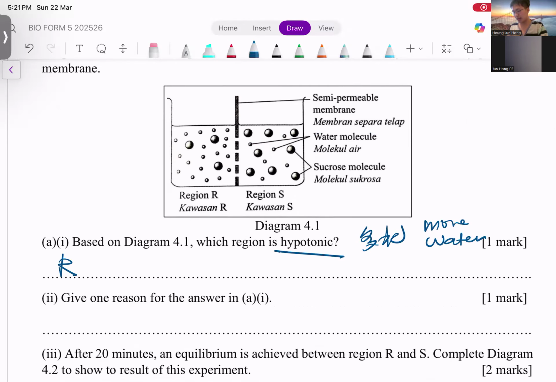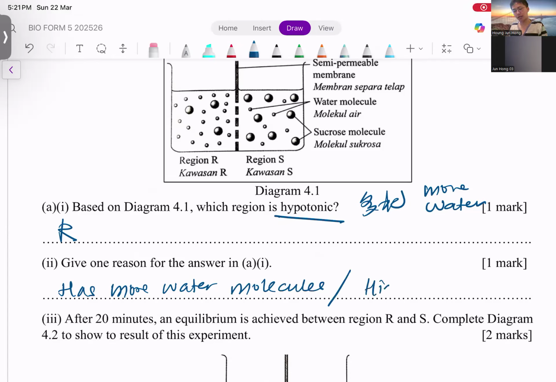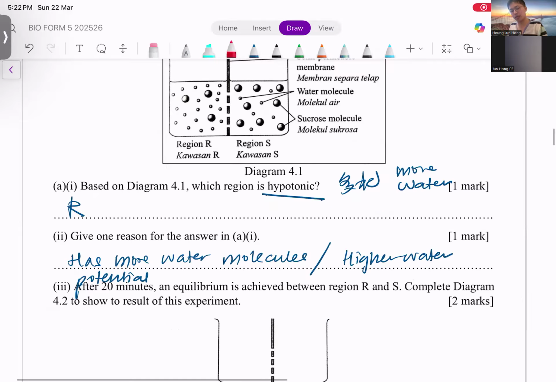So how do you explain that? You should say it has more water molecules, or in an even more professional setting, you can say higher water potential. Remember, I mentioned before, any sort of hyper must be compared to something. So if possible, try to add that to your answer.